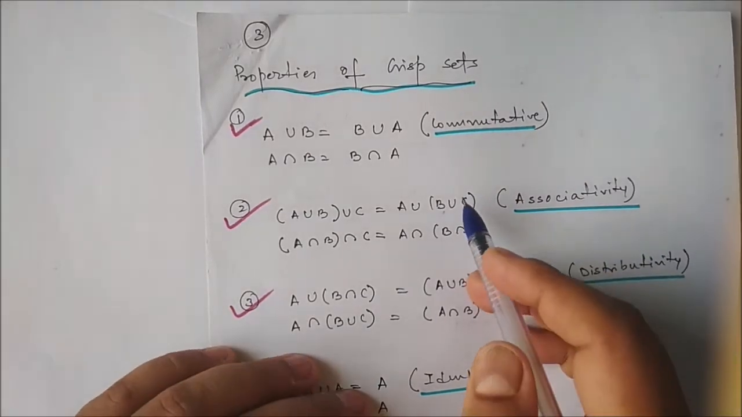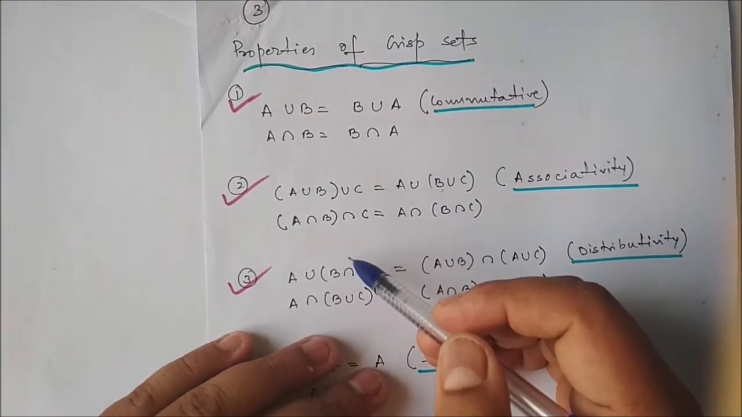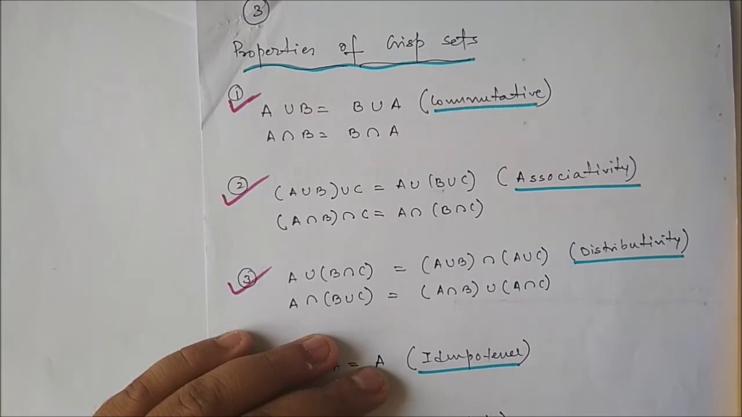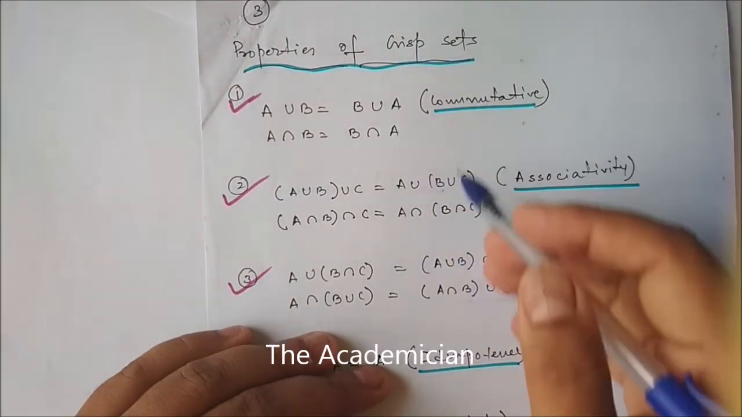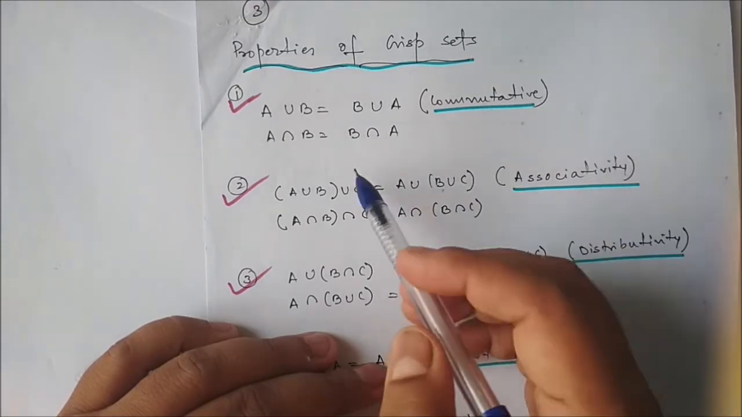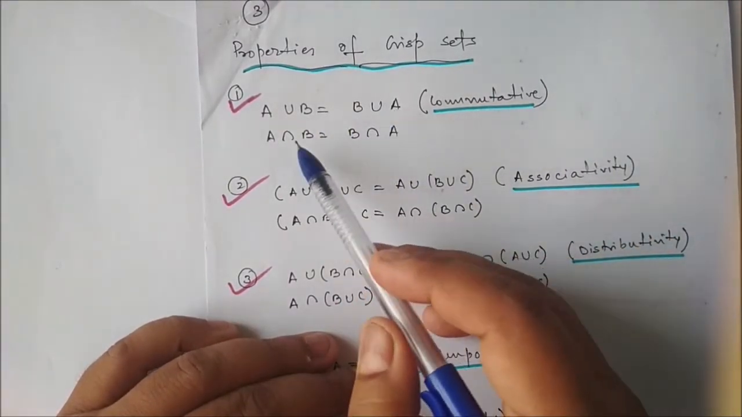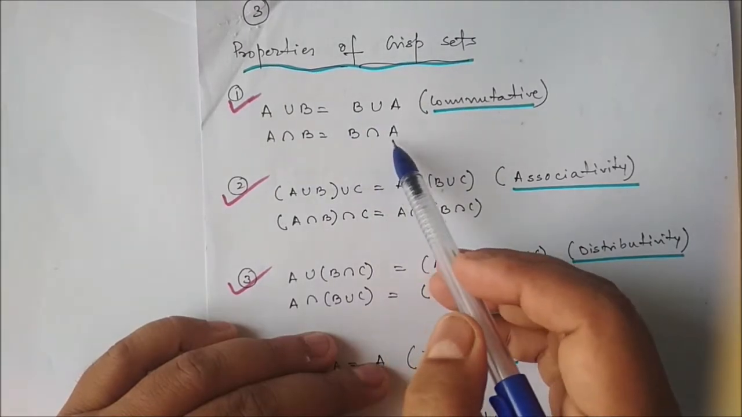Now we can see some properties of sets. These properties are very important. While doing research, or while explaining a problem or deriving a theorem, we need those properties, and using those properties we can solve many problems. So commutativity is what? A union B is equal to B union A. Similarly, A intersection B is equal to B intersection A.